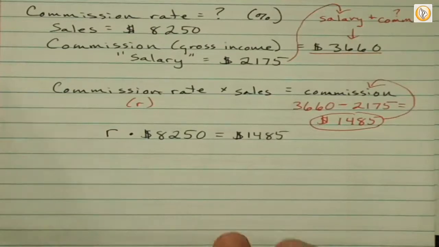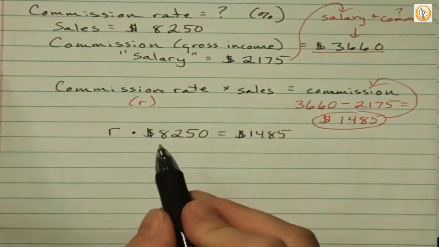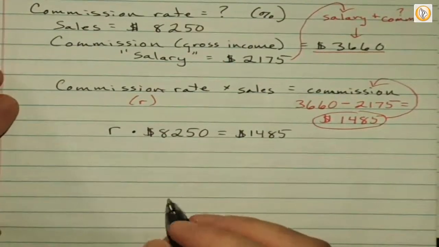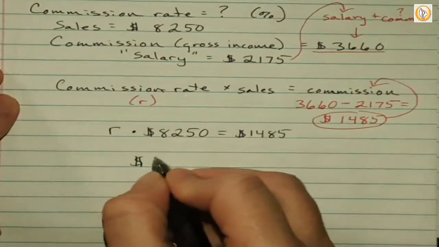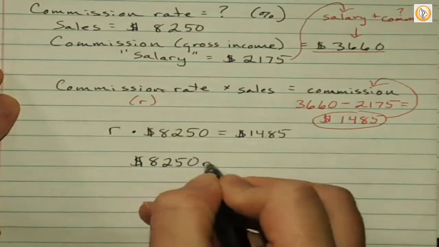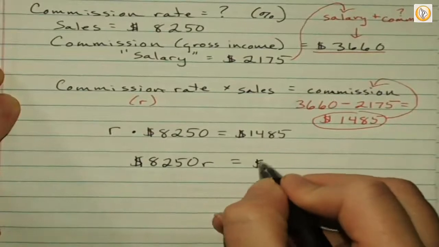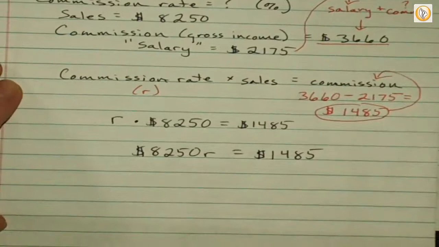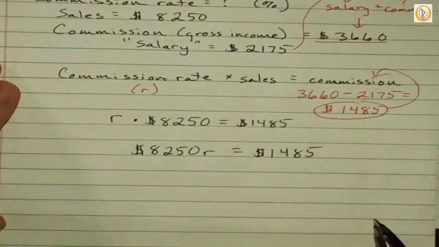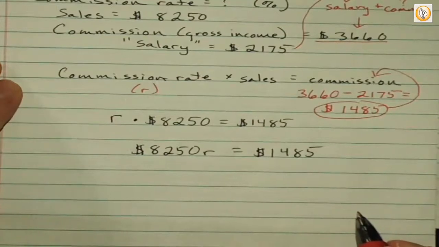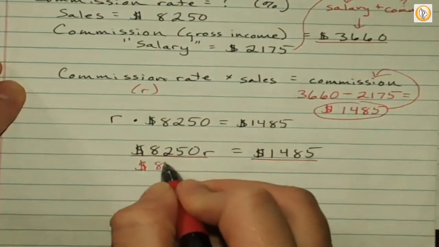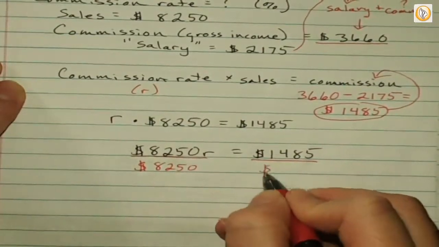Excellent. Okay. So, Michael, what is R times 8,250? 8,250 R equals 1,485. Now, Michael, tell me, how do I solve this? You divide both sides. Are you sure? Yes. Yeah, you're right. Divide both sides by 8,250. That's right.